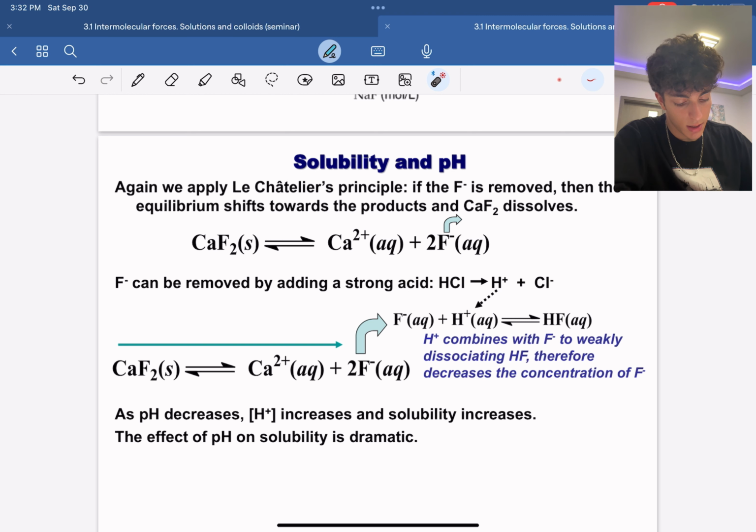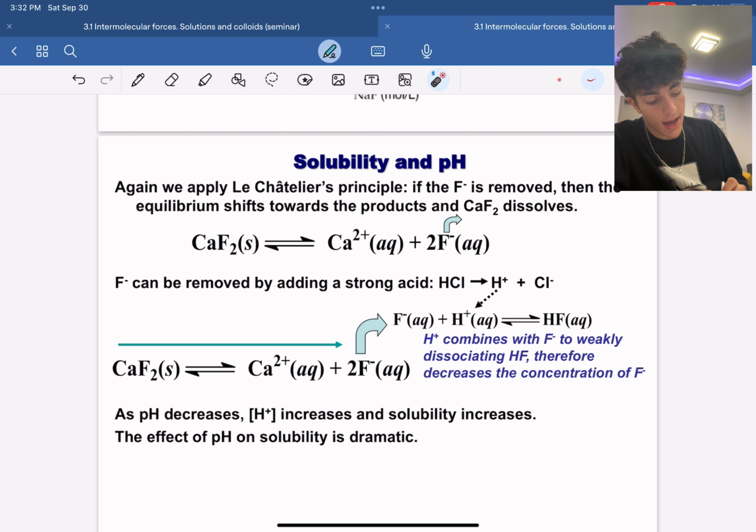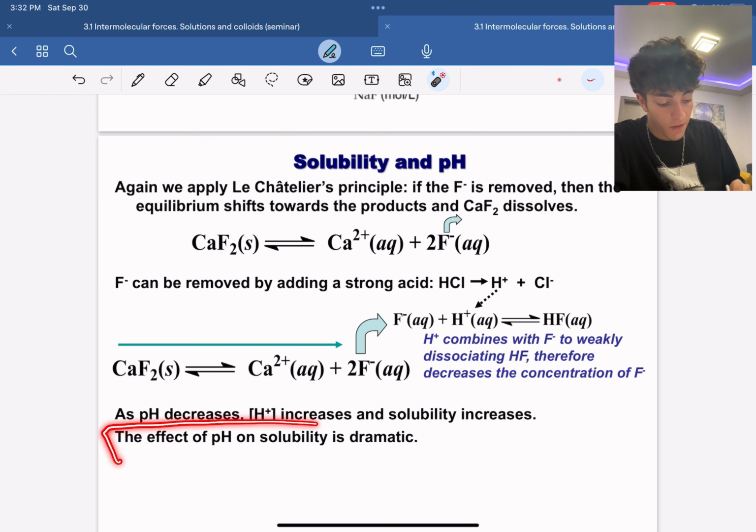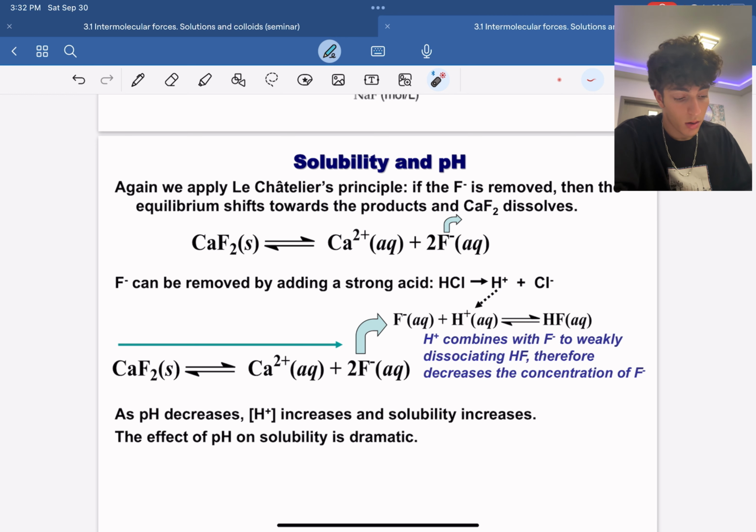Also, to add on to this, as pH decreases, the hydrogen ions increase and solubility increases, right? The effect of pH is incredibly dramatic here. Now, why? We have this formula, okay? When F is removed, the equilibrium shifts towards the products, right? And CaF2 dissolves, right? Because that's just what it does.